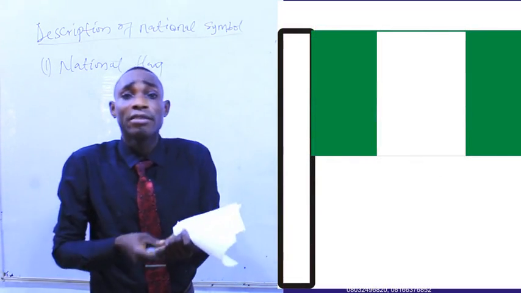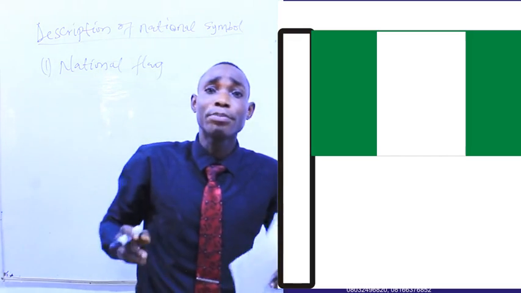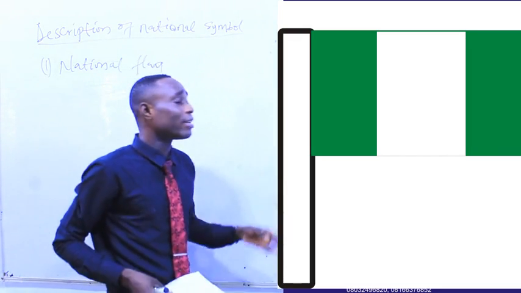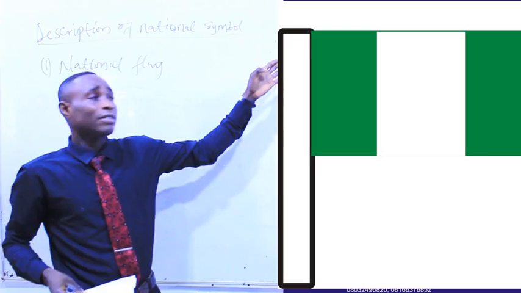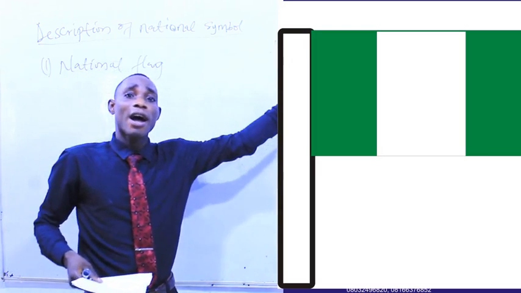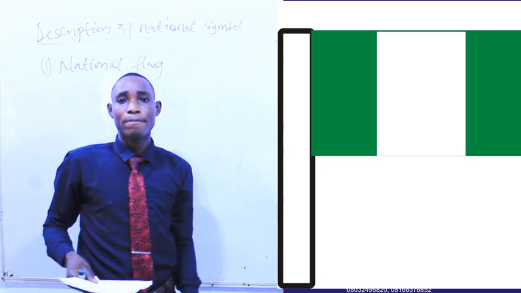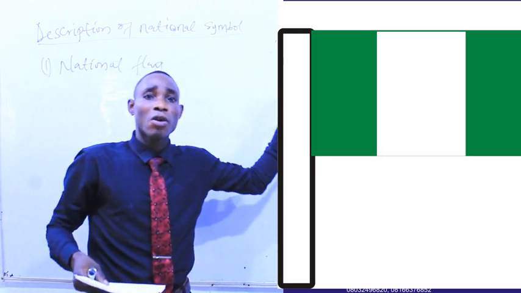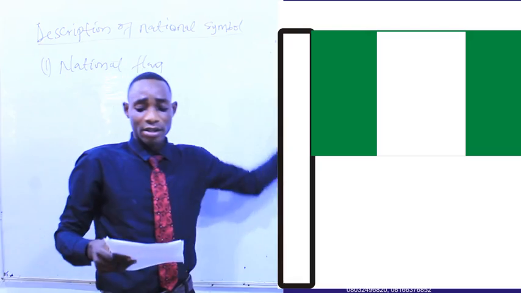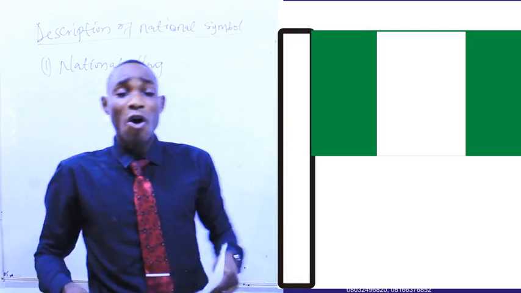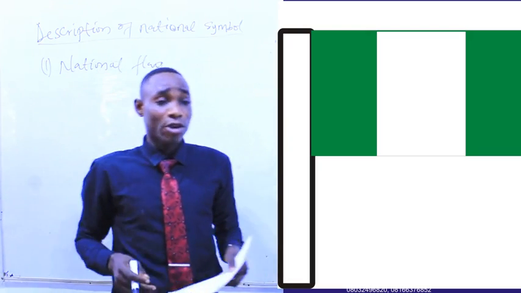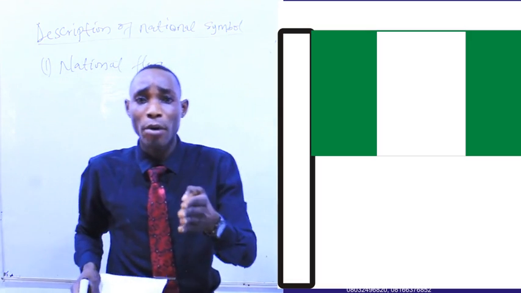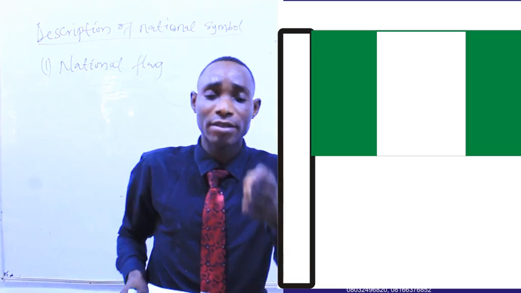The Nigerian national flag is made up of 2 colors. Just as you can see on the screen, the green color and the white color. The green color on the national flag stands for abundant natural wealth of Nigeria.